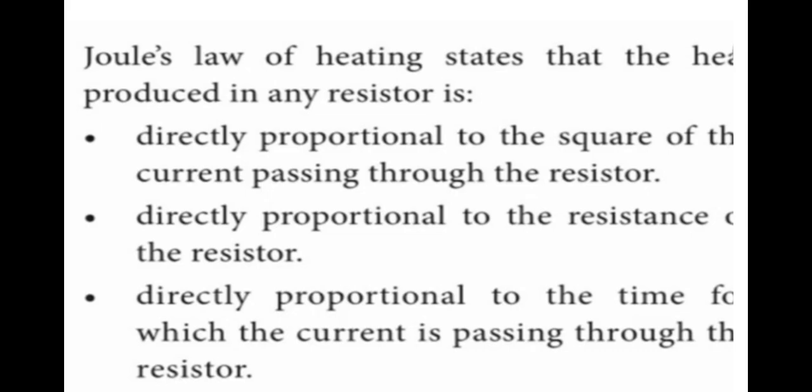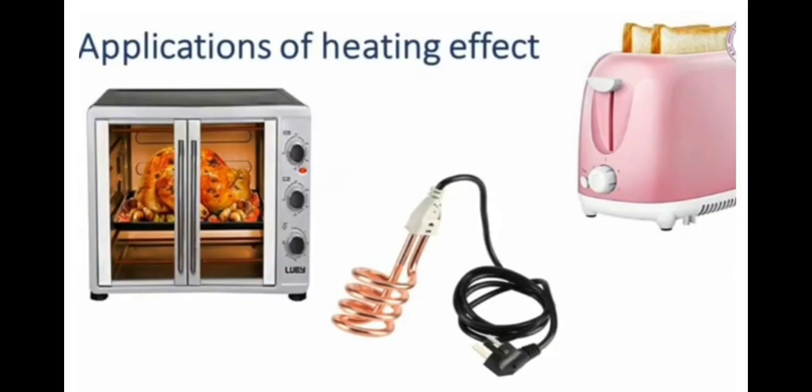So Joule's law of heating states that when a current I passes through a conductor of resistance R for time t, then the heat developed in the conductor is equal to the product of the square of the current, resistance and time.